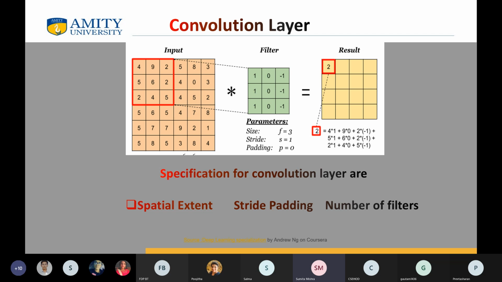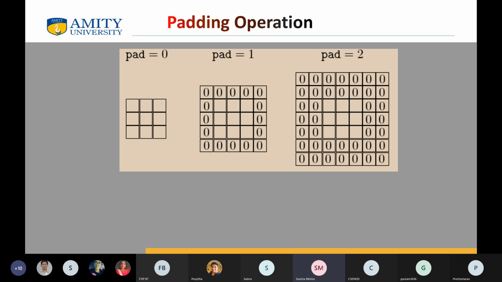You can have multispectral images also in remote sensing or in thermal imaging. There could be more than 3 planes. Then you can have depth as 4, 5 or so on. So based on that, you will select the number of filters. Next you see here is the padding operation.